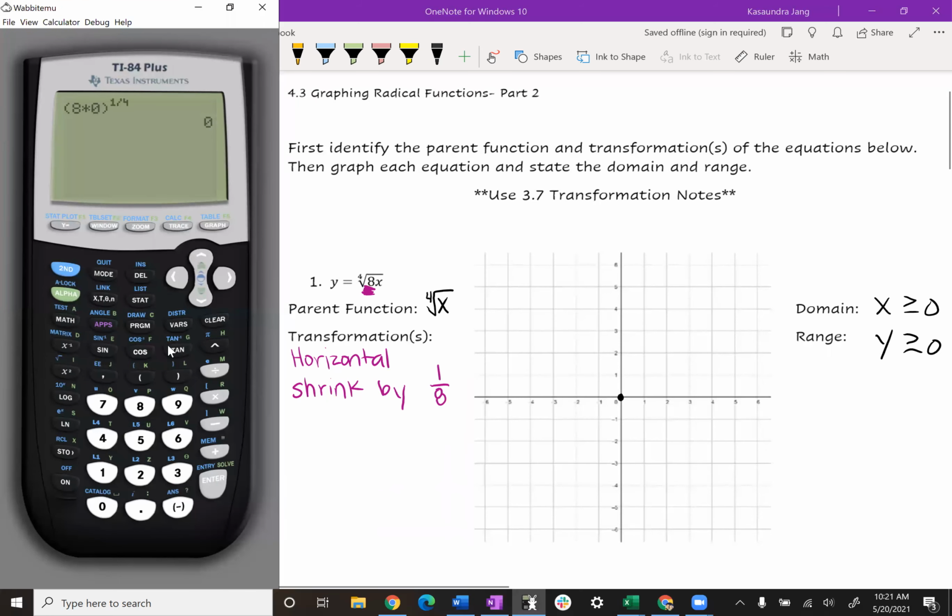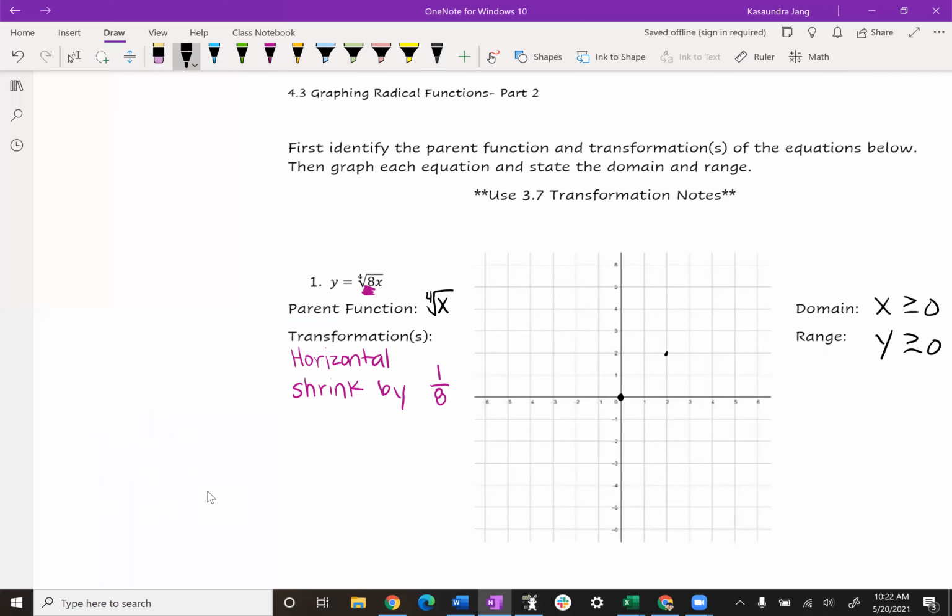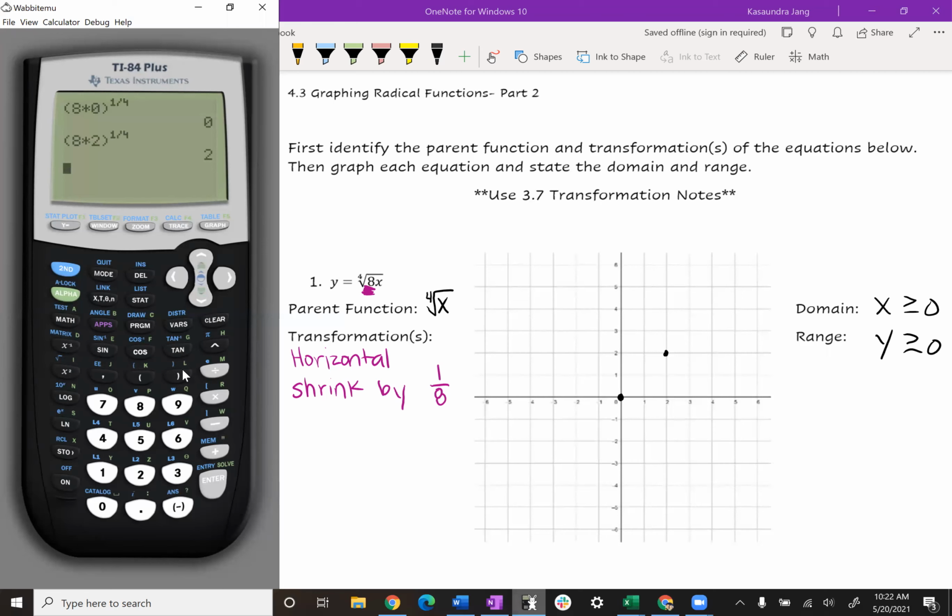Next up, let's plug in, I don't know, maybe like a 2 or something like that. I know I'm only plugging in positive numbers. My domain doesn't include any negative numbers. Okay, so if I sub in my 2, that actually ended up with 2. I got the point 2, 2. So does that mean I'm going to get a straight line? I don't think so. I think it should be a curve. So let's get another point here.